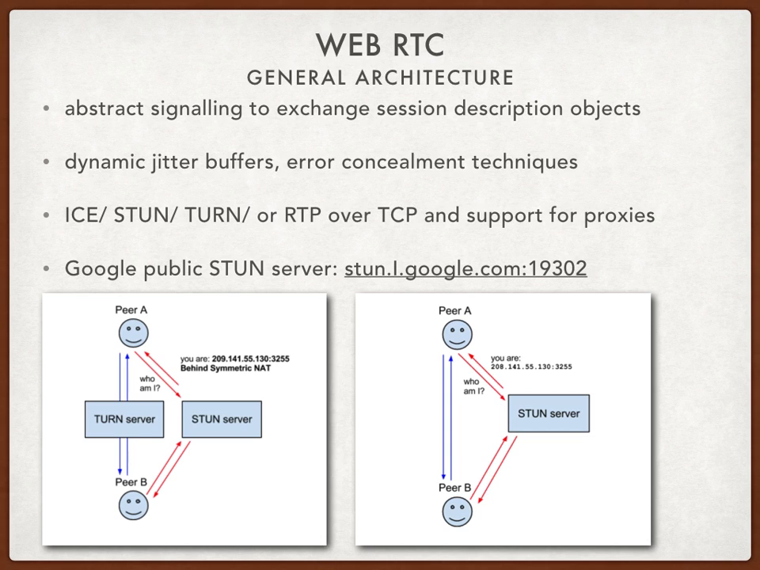General architecture. WebRTC relies on abstract signaling to exchange session description objects between peers. A server is needed to set up a peer-to-peer route. Dynamic jitter buffers and error concealment techniques are included for audio and video, which help mitigate the effects of packet loss and unreliable networks. Also included are components for establishing a peer-to-peer connection using ICE, STUN, TURN, RTP over TCP, and support for proxies.